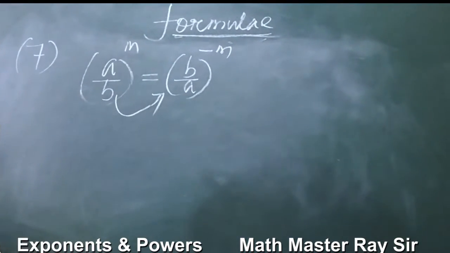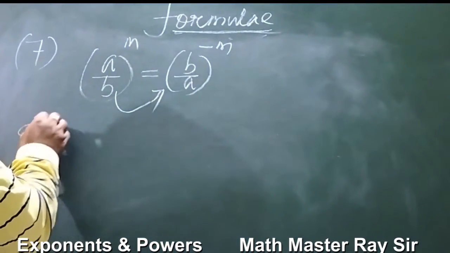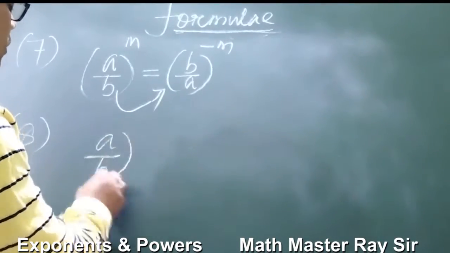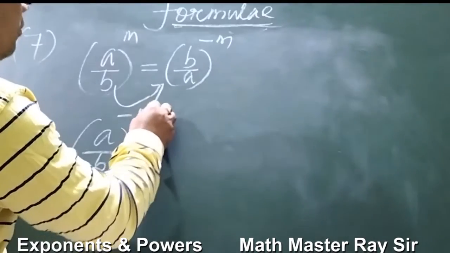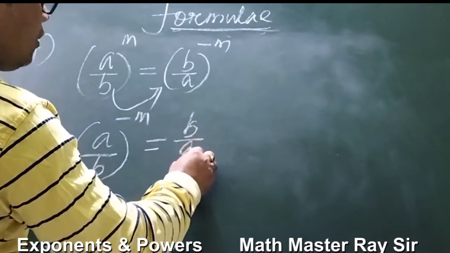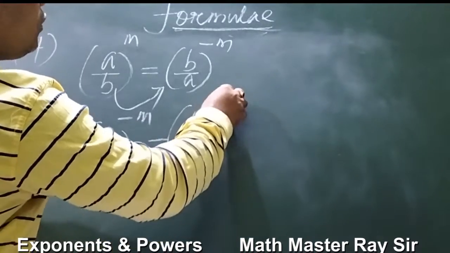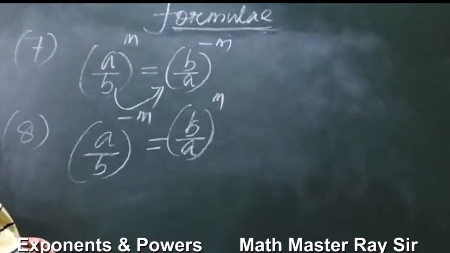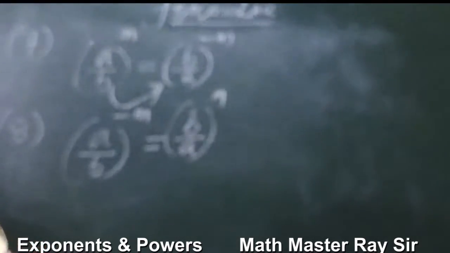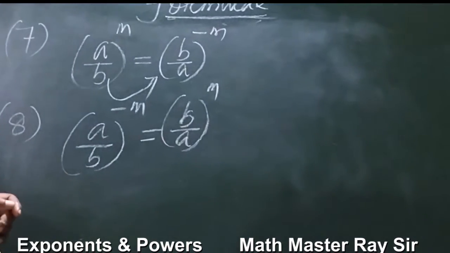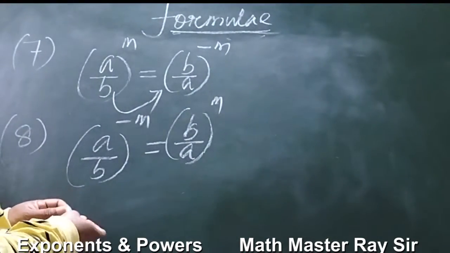If it is given in the negative form, suppose a by b to the power minus m was given, then it will be like this, b by a to the power m. Remember this one. The interesting one, it will be frequently used in solving the questions. This is number 8. Now, number 9.